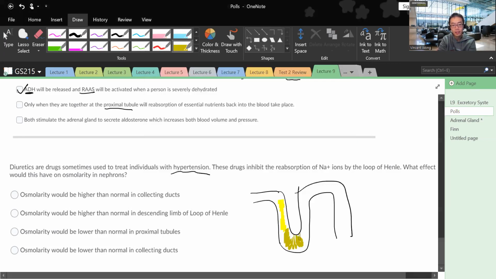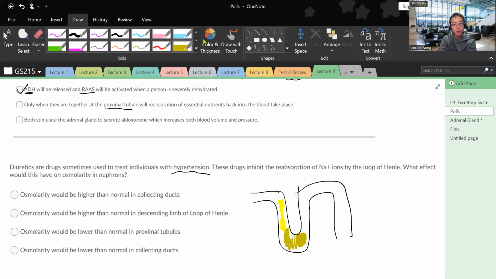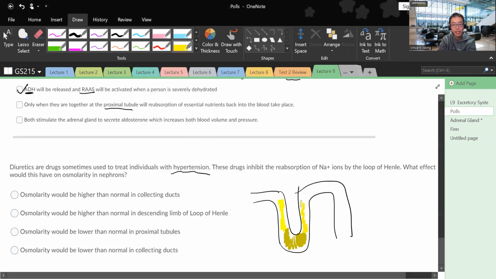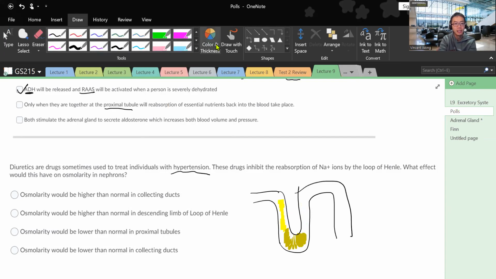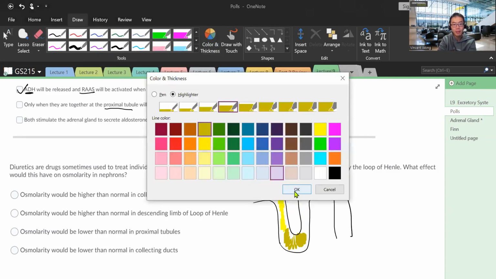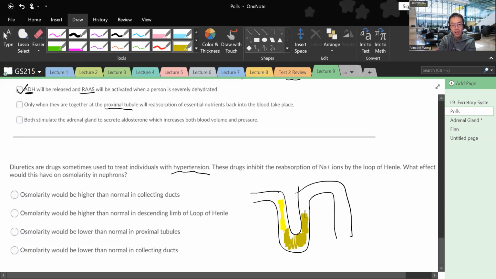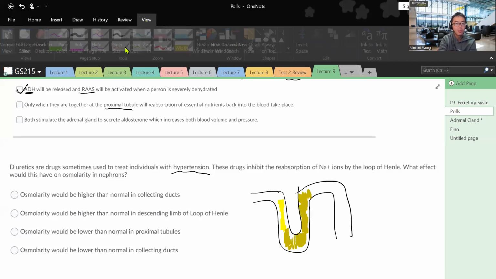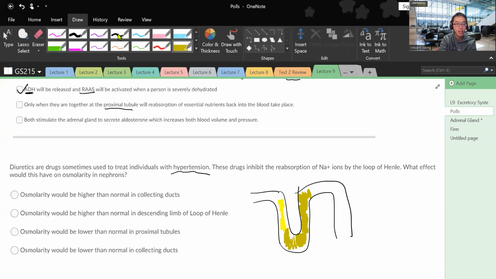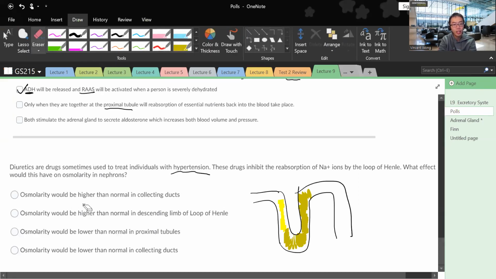Now on the way up, you were supposed to absorb NaCl. And as you absorb NaCl, it should get lighter again, right? But the drug here blocks the reabsorption of NaCl. So that means it will stay concentrated because you're not taking back the NaCl. Let's see which one of these answers match that explanation. Osmolarity would be higher than normal in the collecting duct. That's the correct one.